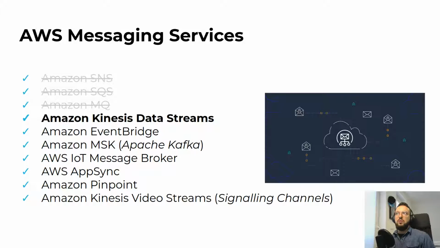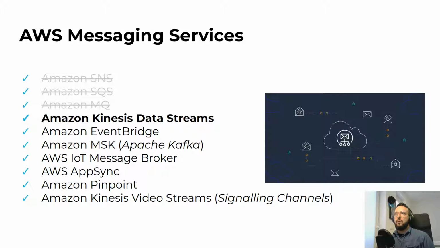Next Tuesday, we will cover EventBridge. In 2 weeks, we will talk about Managed Streaming for Kafka, which is the managed version of Apache Kafka on AWS. And then we need to cover the last 4 services: IoT Message Broker, AppSync, Pinpoint, and a subset of Amazon Kinesis Video Streams, which can be used as a messaging service. I mean signaling channels, which cover the WebRTC part of the protocol related to data channel and data exchange.